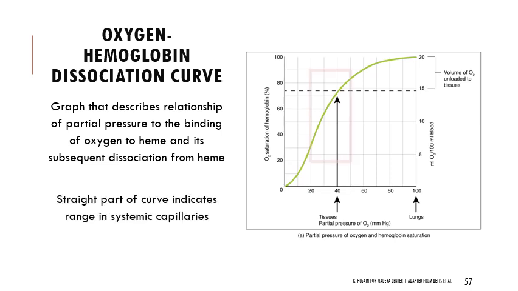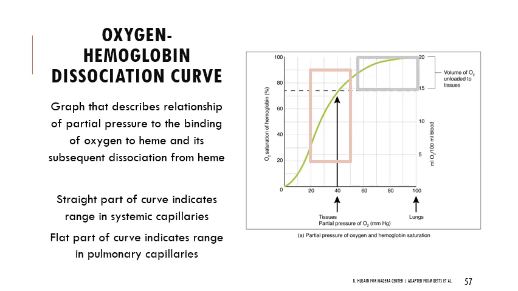So that straight part of the curve here is indicating the range of partial pressure and oxygen saturation in the systemic capillaries. We see that really tiny changes in partial pressure here is going to lead to huge changes in oxygen saturation, but in the lungs this plateaus out, and the flat part of the curve indicates the range of partial pressure in the pulmonary capillaries. At that point, changes in partial pressure aren't going to dramatically impact the oxygen saturation of hemoglobin.